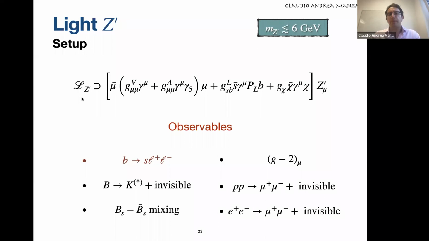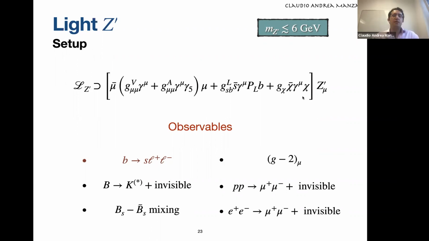We have a Z prime which couples to muons. Now, I keep a vectorial and axial vector coupling. Then a left-handed coupling to quarks. Again, this is because we know that data require these couplings. And here we parameterize this dark coupling as a vectorial coupling to some fermionic sector. Anyway, we checked that changing these assumptions, for example, assuming a scalar dark sector or an axial vector coupling, doesn't change the result of our work.